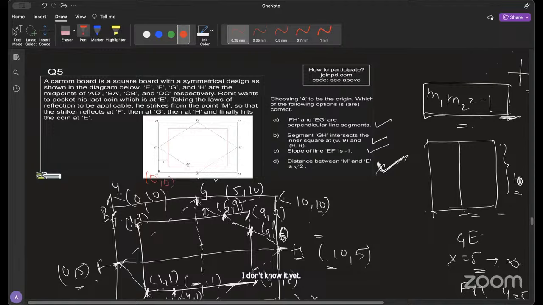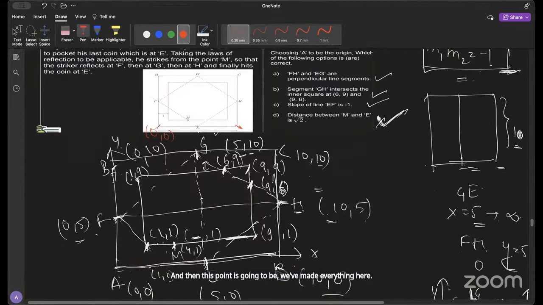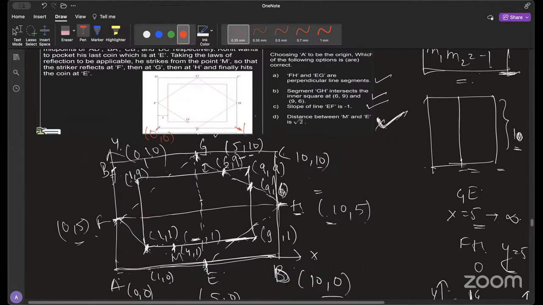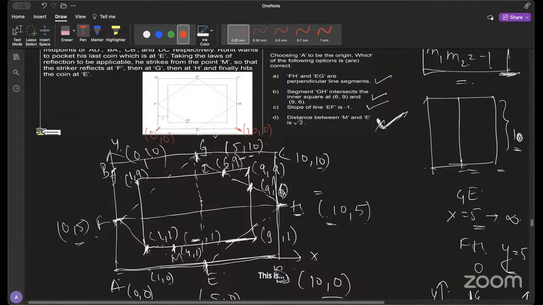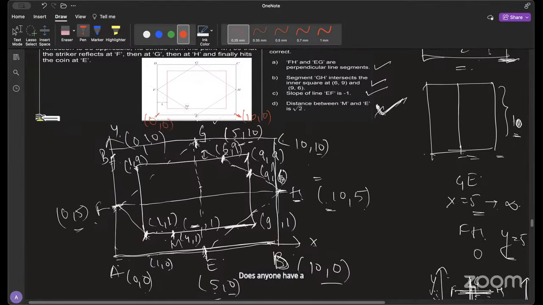This point is 0 comma 0. And then this point is going to be, we've made everything here. Does anyone have a doubt in how we find these points? Otherwise, I'm not going to summarize that part.